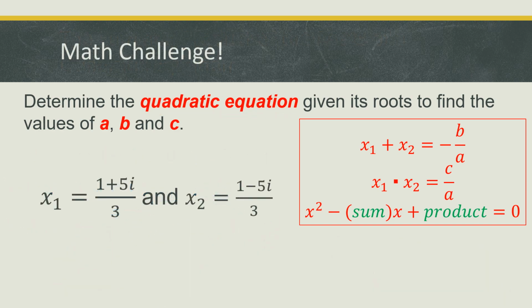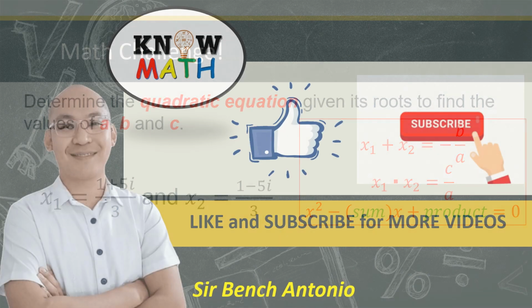For your math challenge, guys, let us determine the quadratic equation given its roots to find the values of a, b, and c. Given the first root, 1 plus 5i divided by 3. And the second root is 1 minus 5i divided by 3. Try to solve, and if you already got the answer, just comment down below.